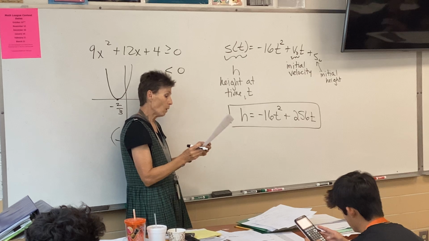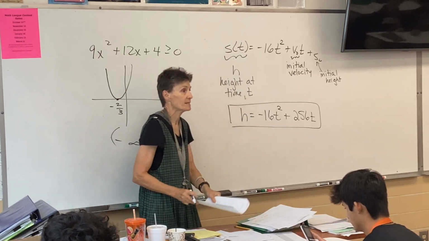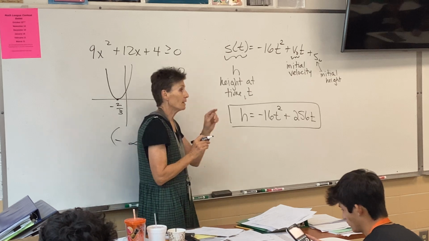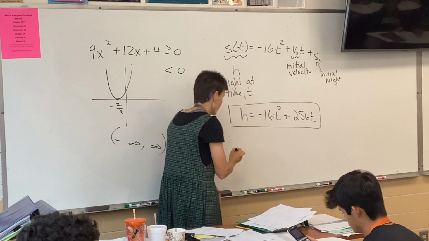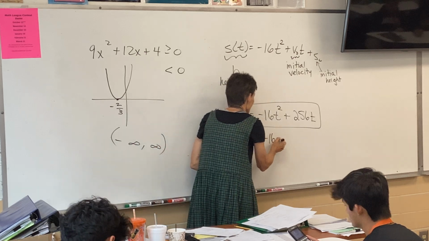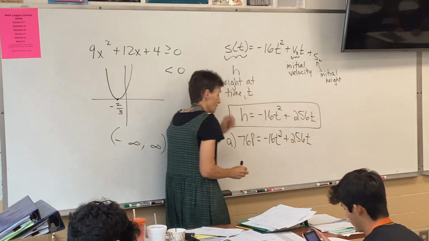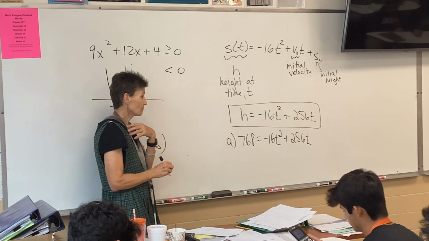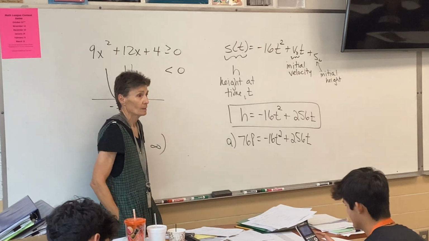A: When will the projectile's height above the ground be 768? Plug in 768 for h, exactly. So part A is 768 equals negative 16t squared plus 256t. Now, you need to solve that equation, okay?